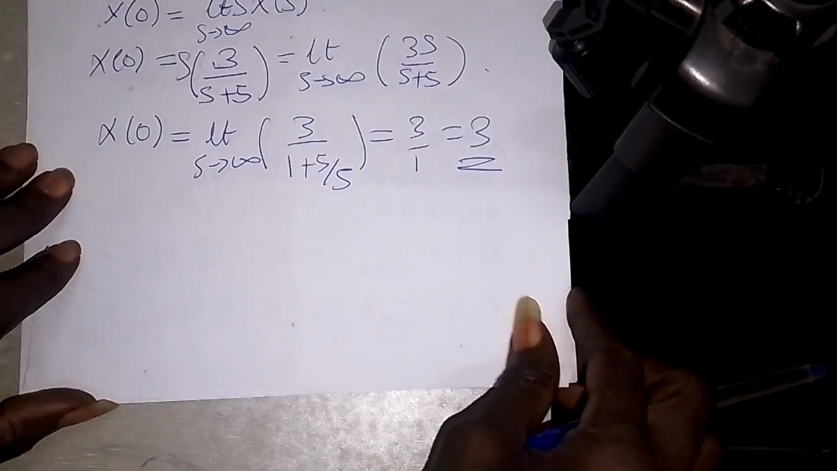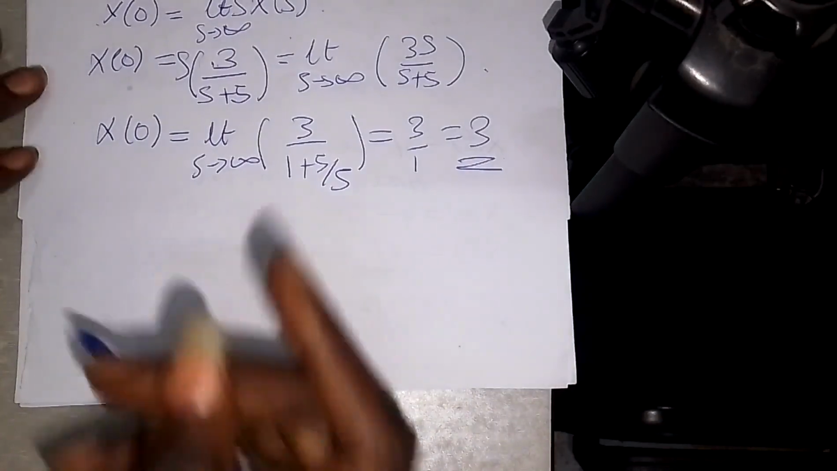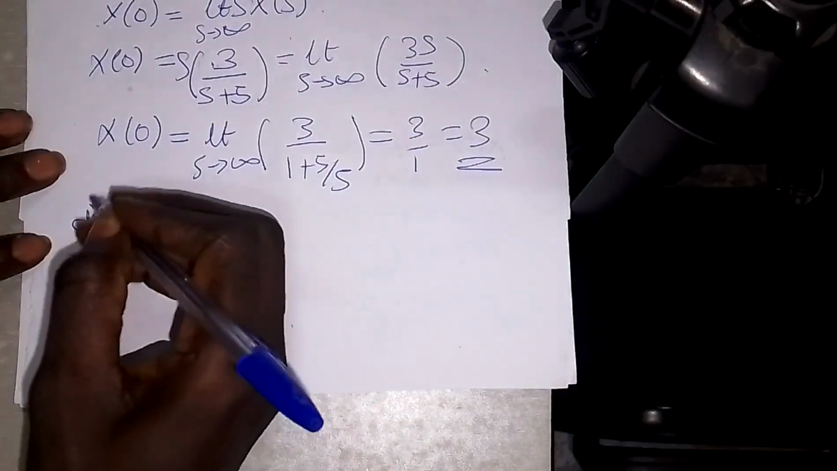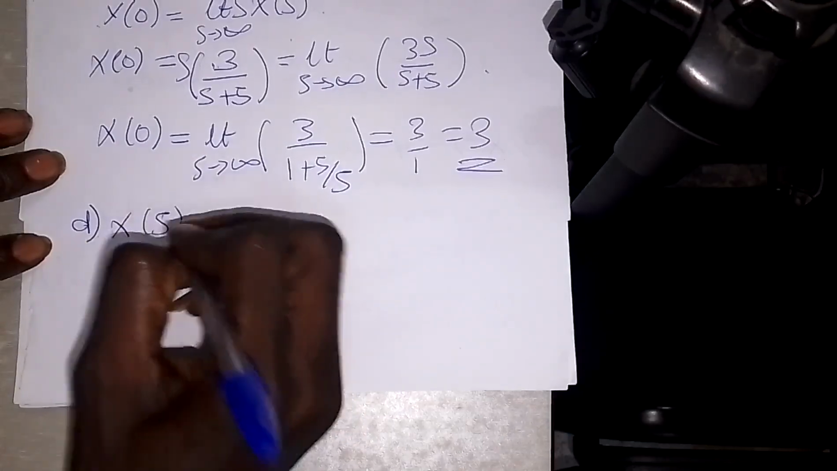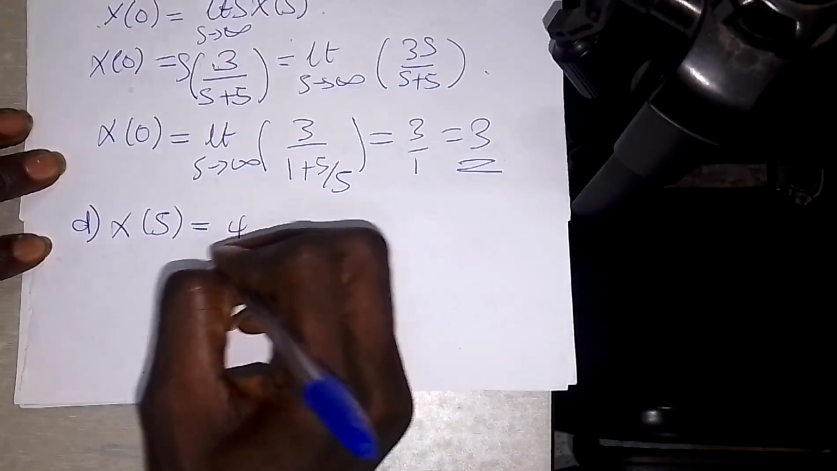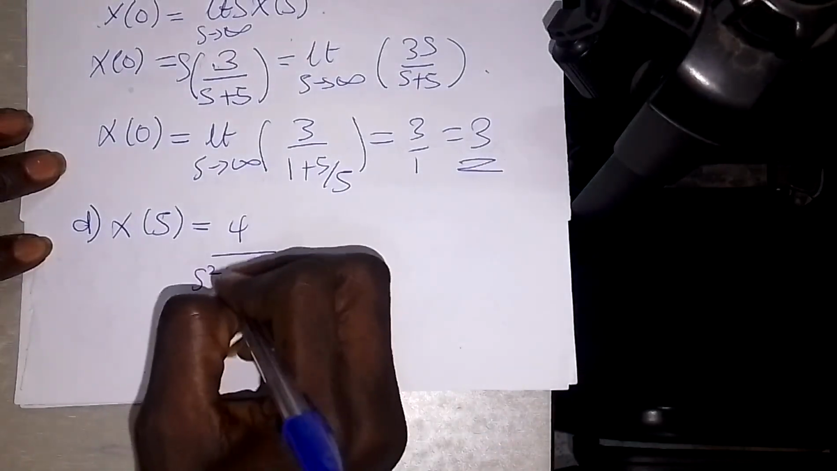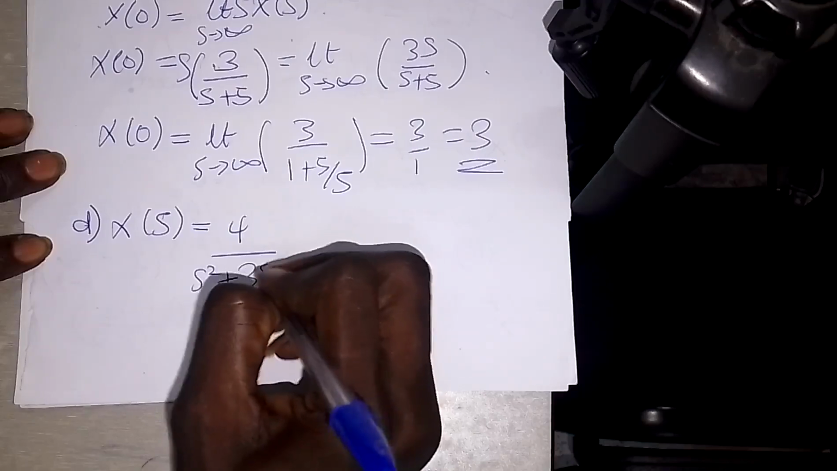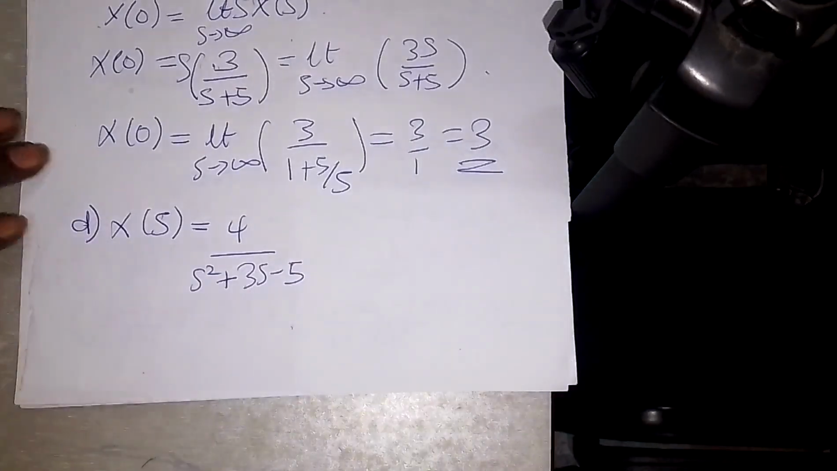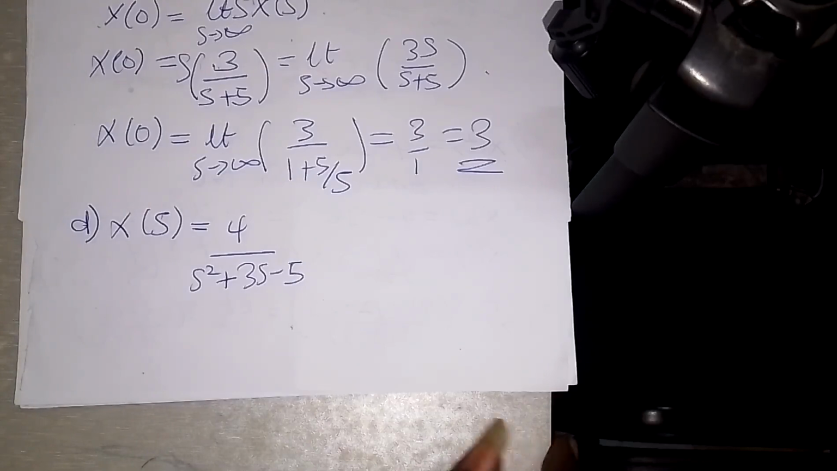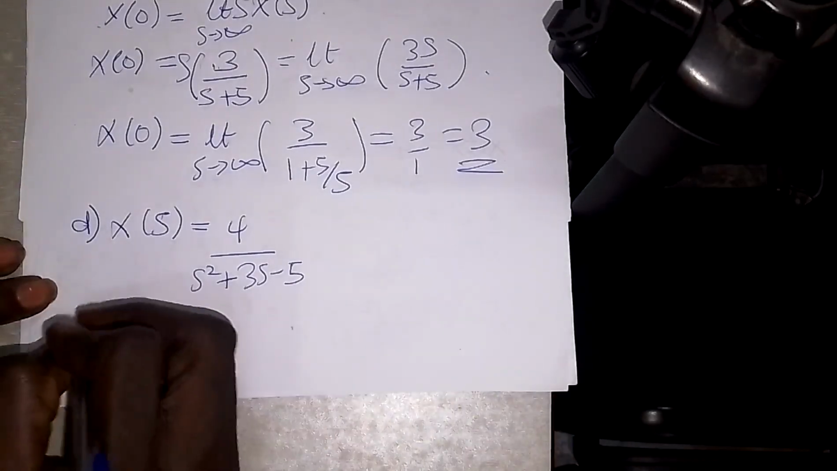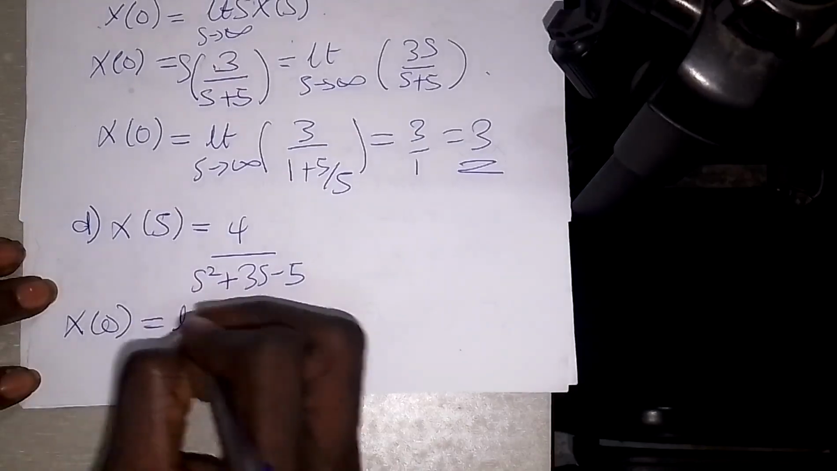Now let's go to the next question. What is the next question? D: X of s equals 4 over s squared plus 3s minus 5. This one is given to us in the s domain, so we can just use our s domain approach to find it. So here, x of 0 equals the limit.